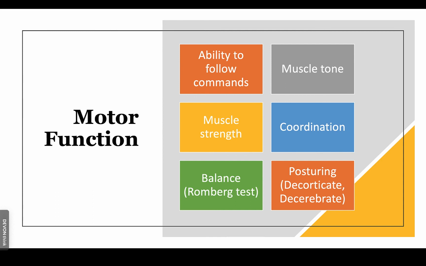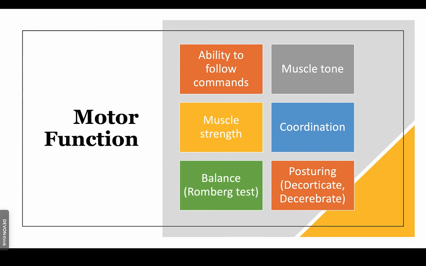You'll want to test the Romberg, and you need to know how to demonstrate a Romberg for your comprehensive assessment. You want to close your eyes, put your feet together, but make sure the patient is safe. Don't just let them fall over if their cerebellum is off. You want the patient to stay in that position for about 20 seconds. If they move, if they have to open their eyes, if they become unsteady, they fail.